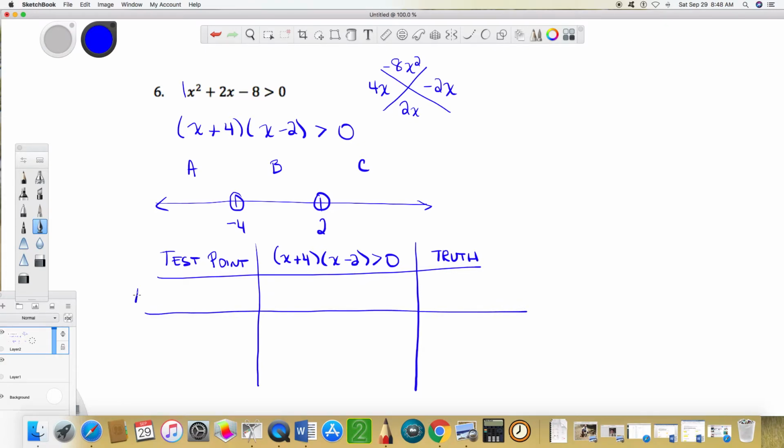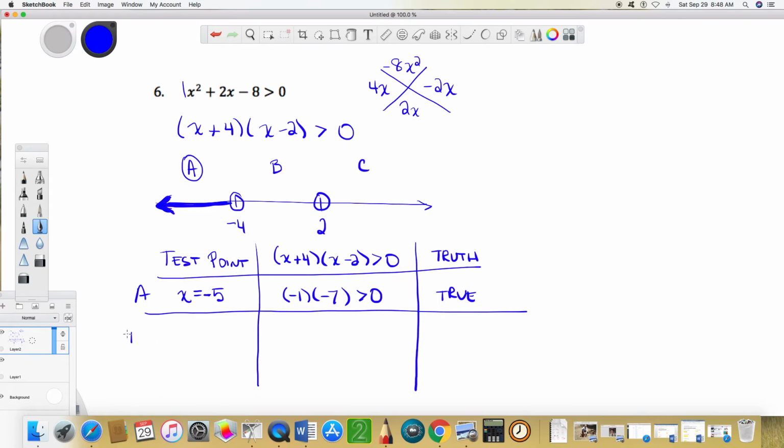So from region A, I'm going to pick a test point, a number that is smaller than negative 4, well, negative 5. I'm going to pick integer values. I'm not going to pick crazy fractions because I'm going to have to do arithmetic on this, and I want it to be as easy as possible. So negative 5 plus 4 is negative 1. Negative 5 minus 2 is negative 7. And negative times negative is positive. Positive numbers are greater than 0. That's a true statement. And I'm going to include all of the points in my solution set. So I'm going to shade in all of A.